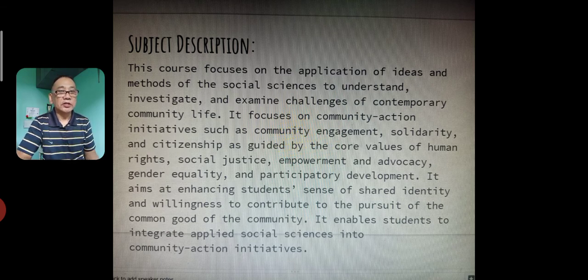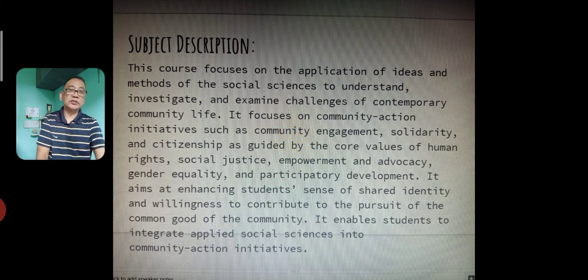Okay, this course focuses on the application of ideas, what we have learned in the past, including political science. This is the application. Okay, we're going to investigate, we will examine what's going on in our community. Perhaps we're going to have a community mapping, all kinds of engagement, and we will discuss this in another time. Okay. Now we will also be guided by this community engagement, solidarity. What's the difference? We'll discuss that.